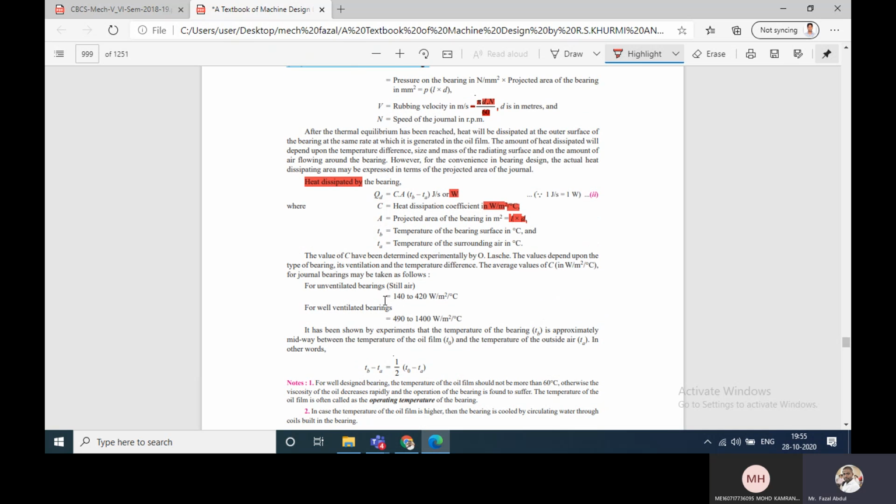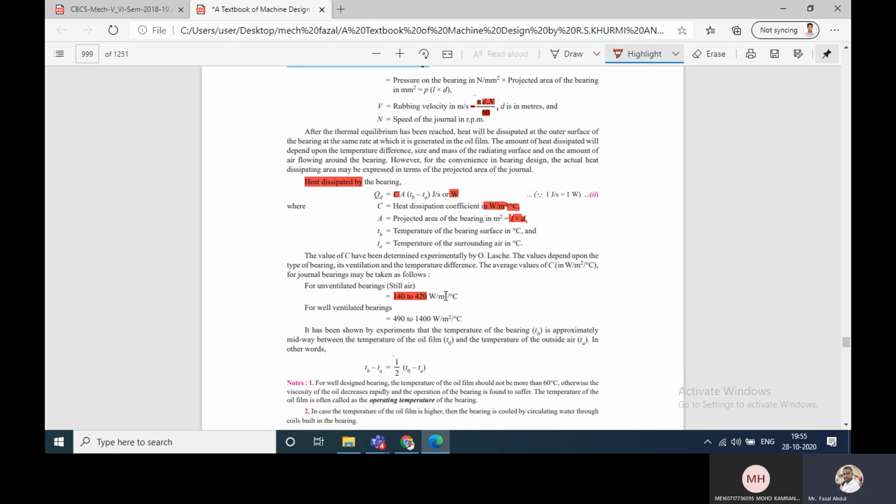Okay, and the C value is 142 to 420 for the unventilated bearing. Unventilated bearings you can find in a four-wheeler, inside the engine, where bearings are there. Unventilated means there is no ventilation. So for that situation, 142 to 420.